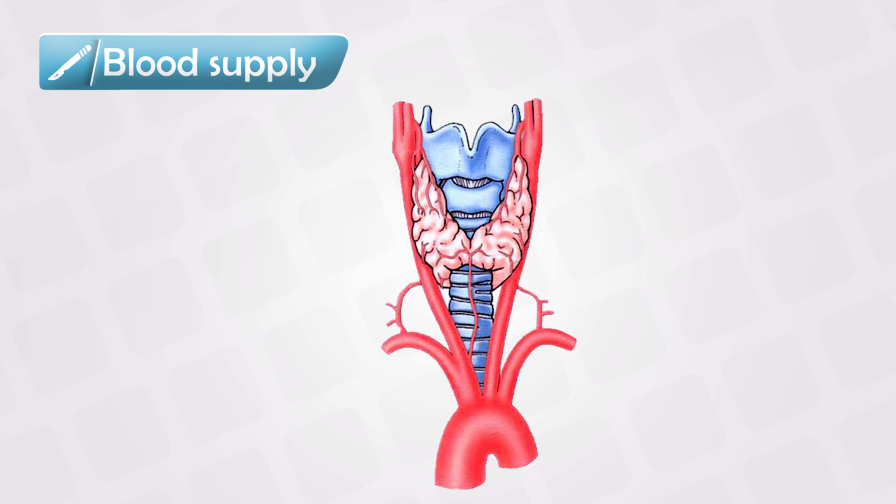In rare cases, about 5 to 10%, another artery originating from the aortic arch or the base of the right brachiocephalic artery ascends all the way to the thyroid. This is known as the thyroid ima artery, and it of course has to be ligated as well during thyroidectomy.